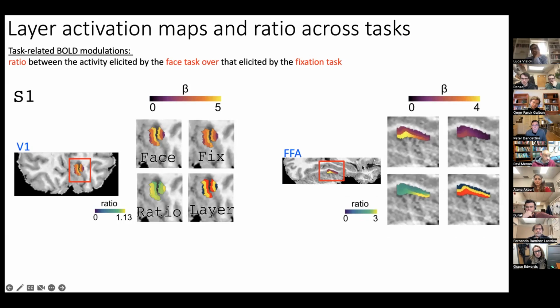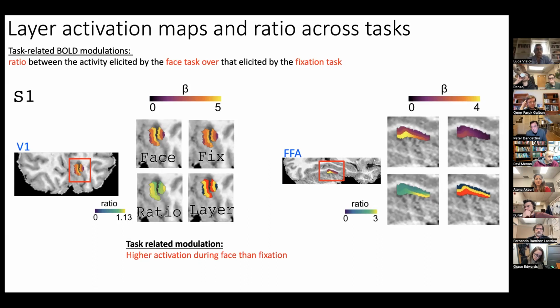Then if you look at the FFA for this same subject, again, here is the inset of our cortical depth segmentation, inner green, outer red, percent signal change for phase and fixation, and the ratio between the two. Here we observe the opposite result. The ratio between tasks is larger in the outer layers of the FFA compared to the inner layers. So the main result in this one subject is that we see higher activation during the phase than the fixation task in both FFA and V1.